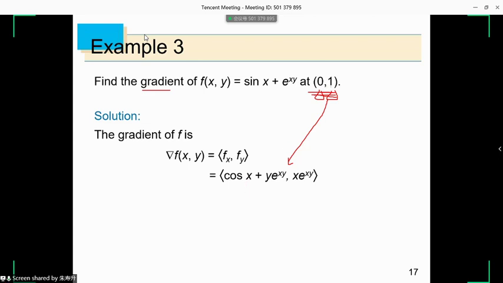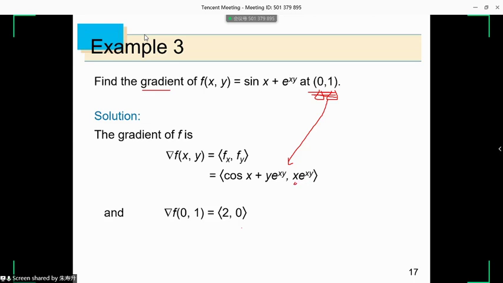Then take x equal 0 and y equal 1. This is 1, and 1 plus 1 is 2. So the answer is 2 and... no, here is 0. Sorry, 2 and 0. Because here x equals 0, and 0 multiplied by 1 is 0.